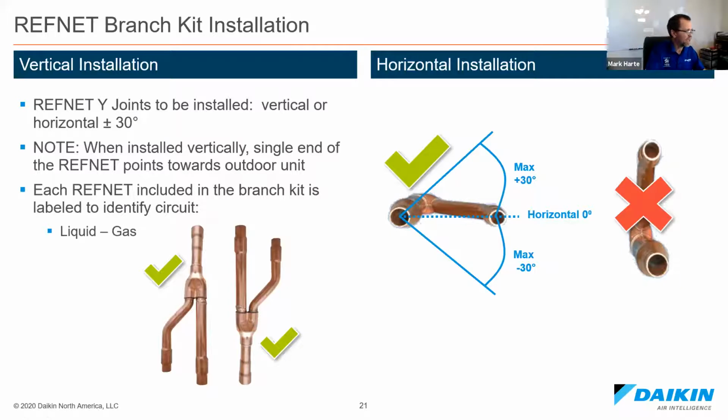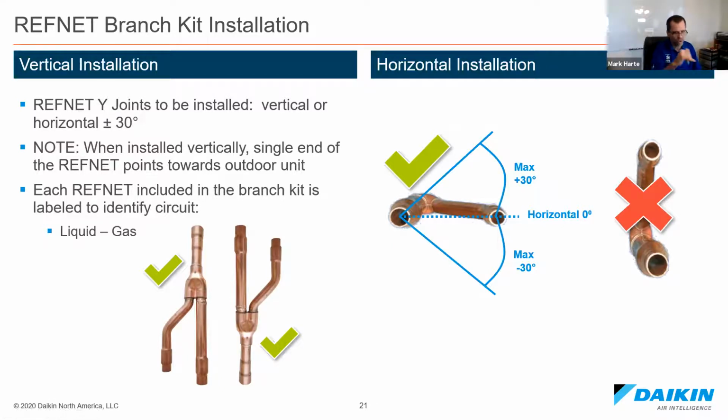So putting in the Refnets, the Y joints, going vertically, it doesn't matter. If the outdoor unit's above, of course, the main pipe would be coming down this way, or if the outdoor unit's below, you would come up this way. But if you put them in the horizontal position, no more than a 30-degree angle either way. That's very important, because you will starve fan coils of refrigerant if you do more than 30 degrees, like this with the big X on it. Big X usually means no.